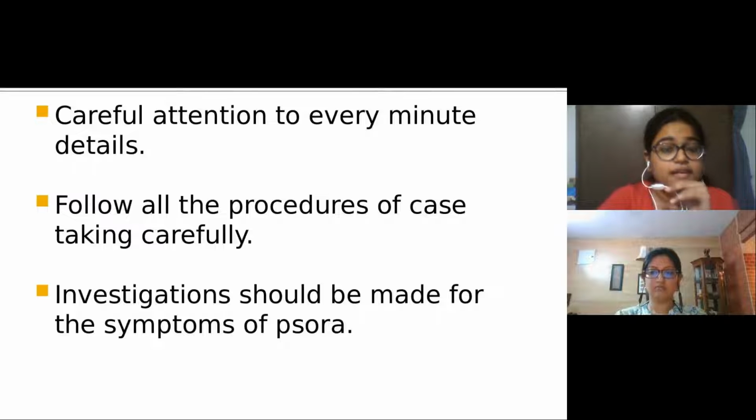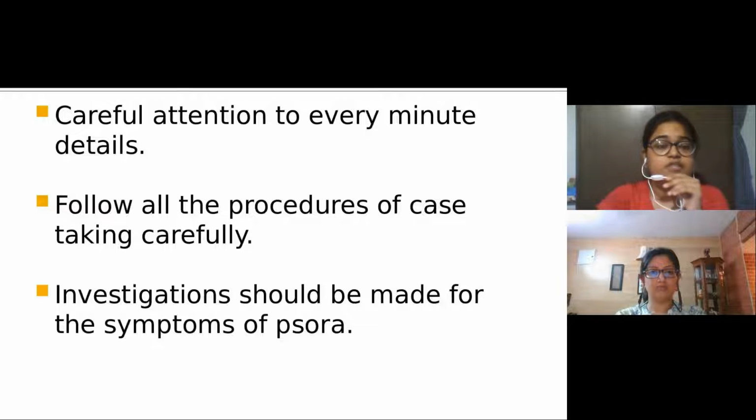Then careful attention to every minute detail. Follow all the procedures of case taking carefully, like I discussed about the what can be done and what we shouldn't do. So we have to follow those procedures mostly on chronic case taking. So follow all the procedures of case taking carefully.